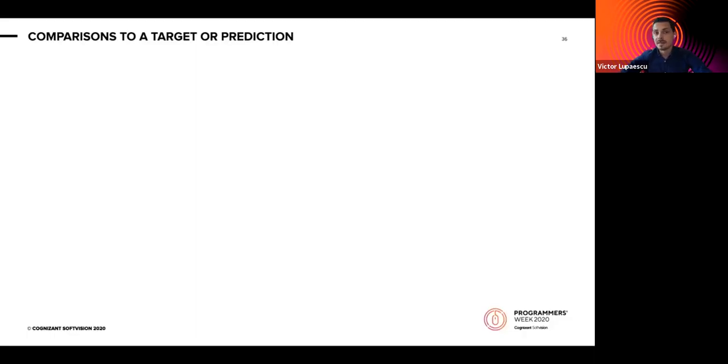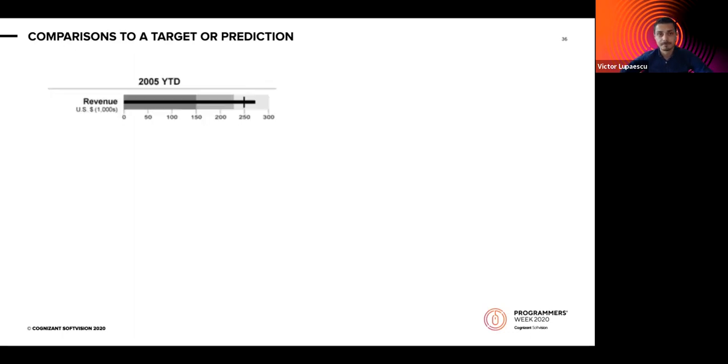Okay, next one is comparisons to a target or a prediction. So this one is a little bit more difficult, I would say. Right, you have a metric, let's say revenue, and you have the actual value that you got, right? This year revenue was X amount, but you want to compare it to a target or a prediction, right? Or to a competitor.